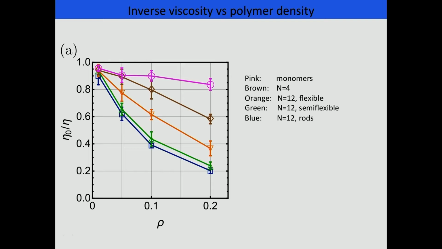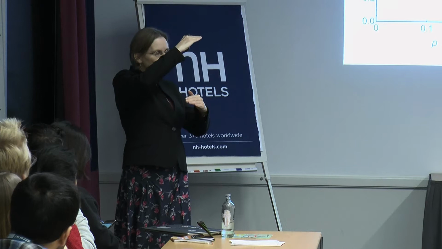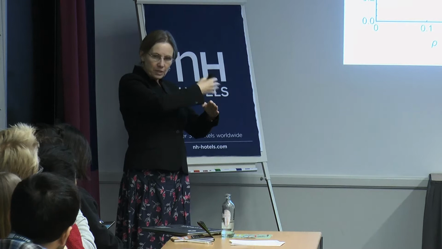How do you measure the viscosity? We measure the viscosity by essentially putting on a flow field which looked like that, by putting a shear there and a shear there, and then seeing what the profile looked like.